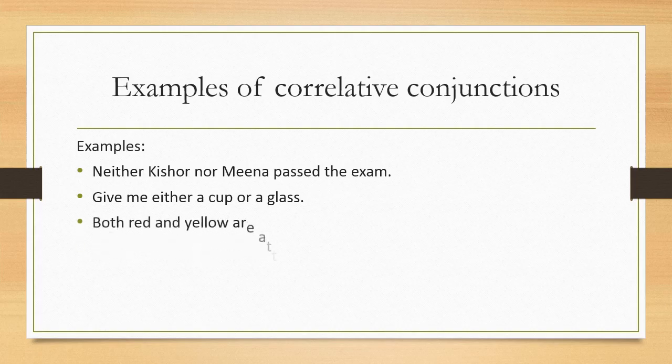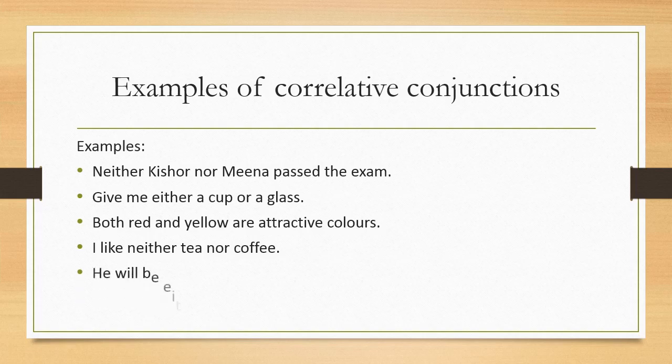Both red and yellow are attractive colors. So both and are correlative conjunctions. Next: I like neither tea nor coffee. Can you find neither and nor again? He will be either in the room or in the hall. So either and or are used as correlative conjunctions. I hope now correlative conjunctions are clear to you.